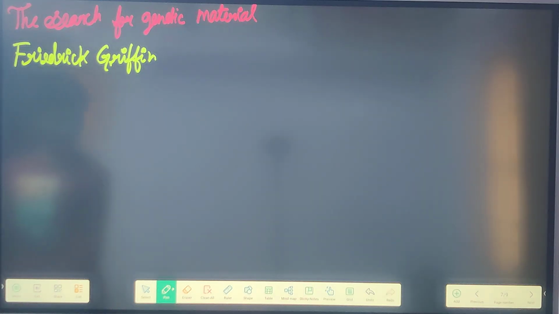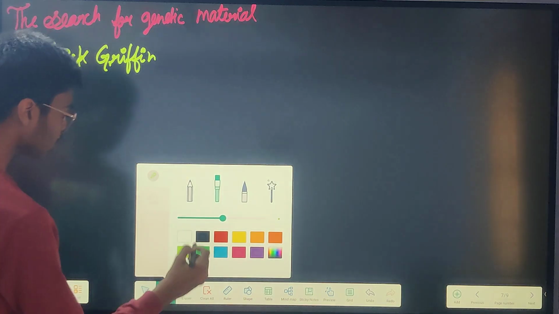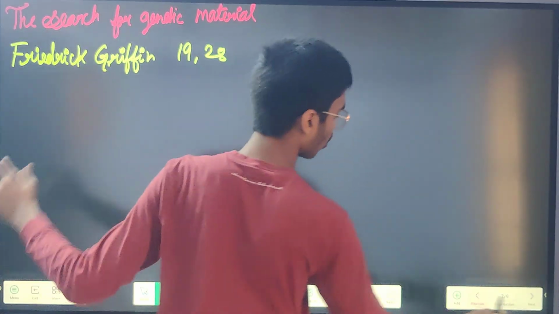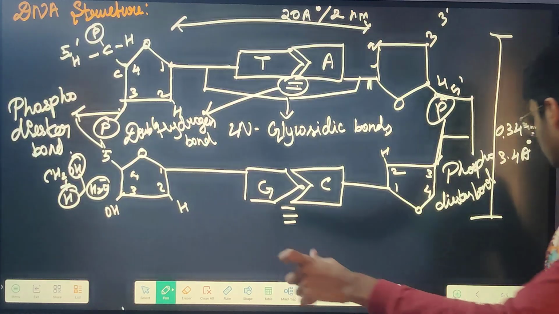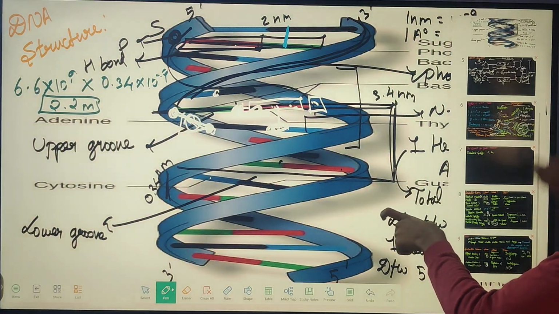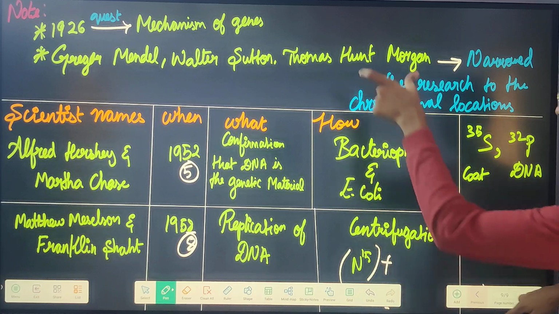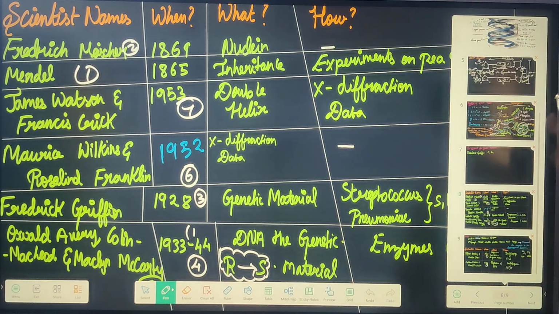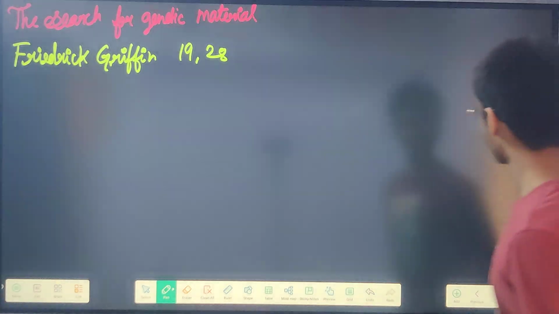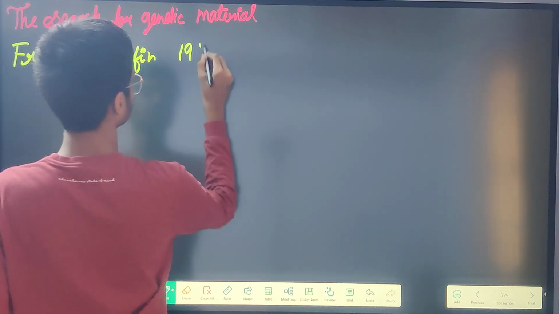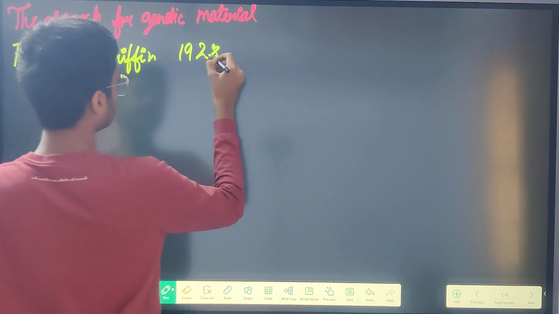So coming to Frederick Griffin, in the year of what? 1928. See, here I have written all the years, in this page and then in this page. We are going to see that later. So Frederick Griffin, in the year of 1928, he did a research.